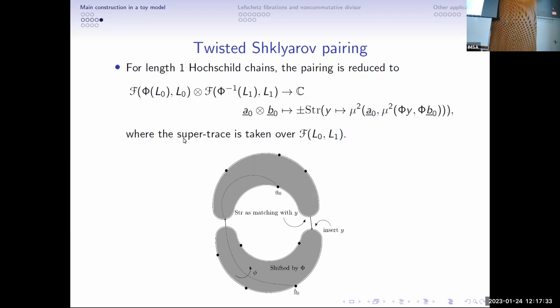And let me draw a picture to tell you the underlying geometric construction. So we have a pair of disks, which if you put them together will look like some kind of annulus. The upper disk characterizes the multiplication inside this bracket. To really read this picture, you should start from the middle right. You see the super trace as matching with y.